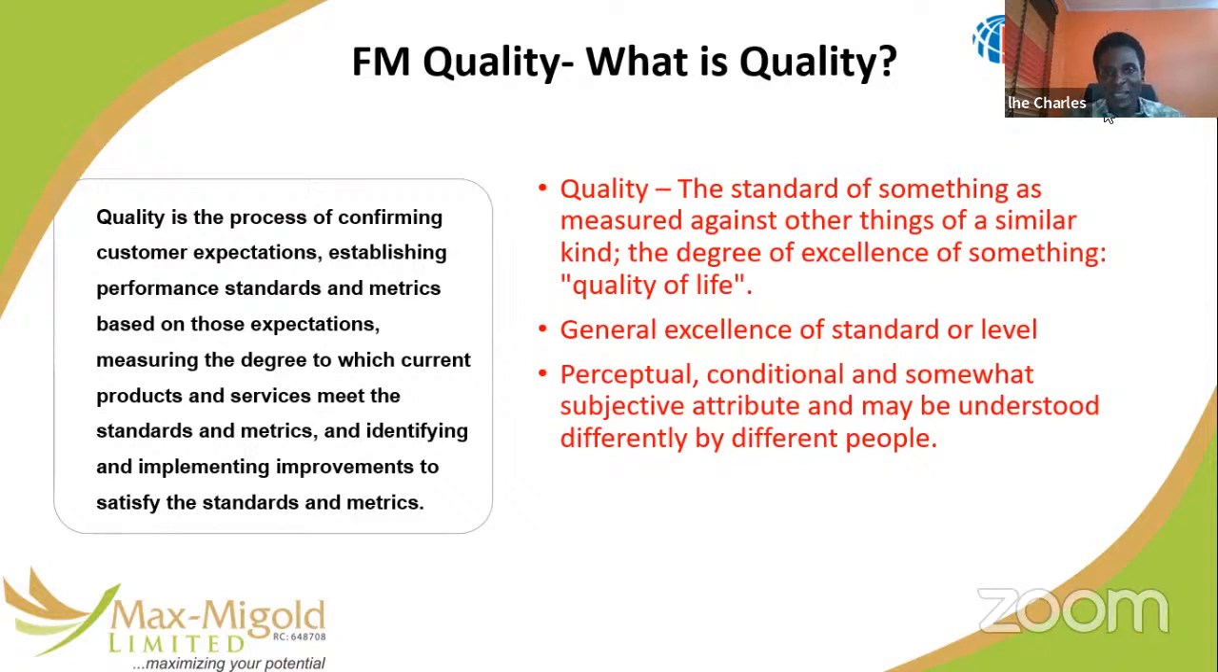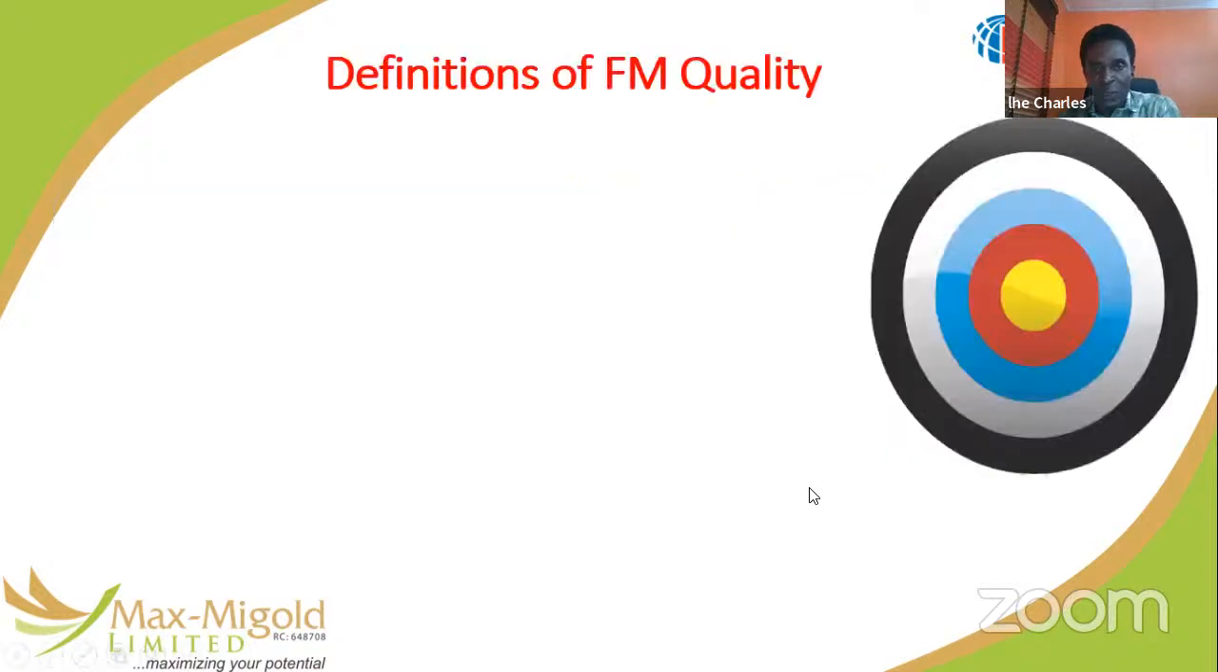Now, general excellence of standard or level: perceptual, conditional, and somewhat subjective attributes, and may be understood differently by different people. We said this before. Different people understand things in different ways. But if an environment is squeaky clean, there is no way that somebody will come to that environment and tell you that you've not done anything. So those are areas we need to look at.